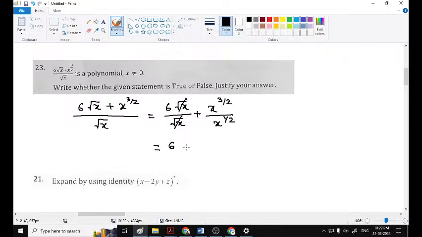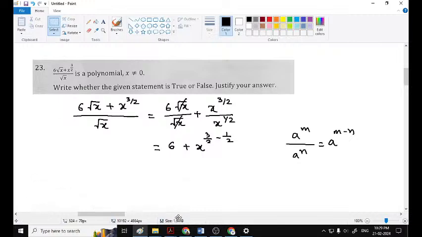This simplification is 6, and this simplification is by using a raised to m upon a raised to n is equal to a raised to m minus n. So this is x raised to 3 by 2 minus 1 by 2, which is equal to 6 plus x raised to (3 minus 1) by 2, denominators are equal. 3 minus 1 is 2. So it is 2 upon 2, that is 1. So the simplification is 6 plus x, where the power of the variable is 1, which is a whole number.